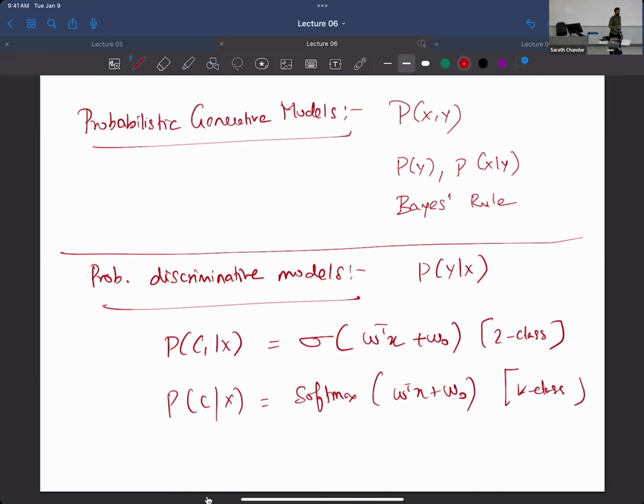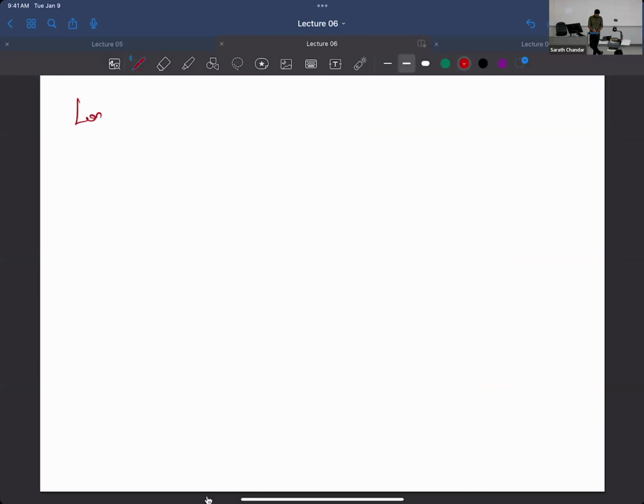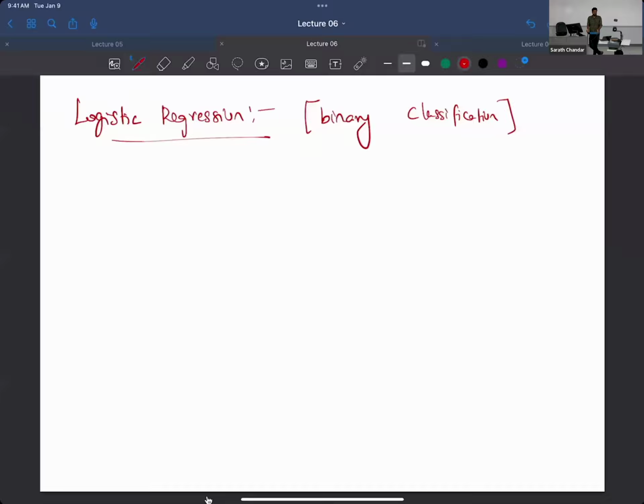Is that clear? So this really simple model, which takes a linear model followed by sigmoid or softmax, is called logistic regression, one of the popular machine learning algorithms. We are going to do this for binary classification. You can extend it to K classes, and I think you are extending it to K classes in your assignment.